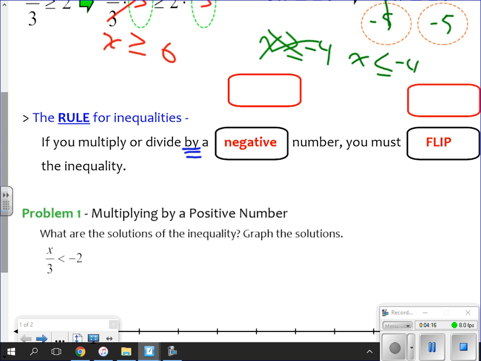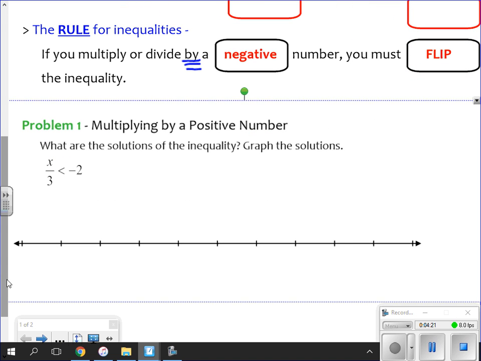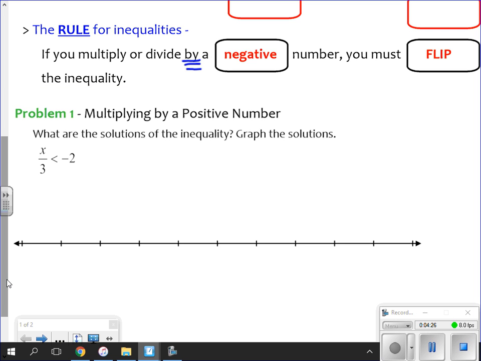Okay. So, for example, let's see if I can. Nope, that won't work. So I thought I could just move the problem, but I can't. So I have x over 3 is less than negative 2. So I need to get x by itself. This is x divided by 3. What do I need to do to solve it? Times 3. Multiply both sides by 3. And I get x, and I get negative 6.